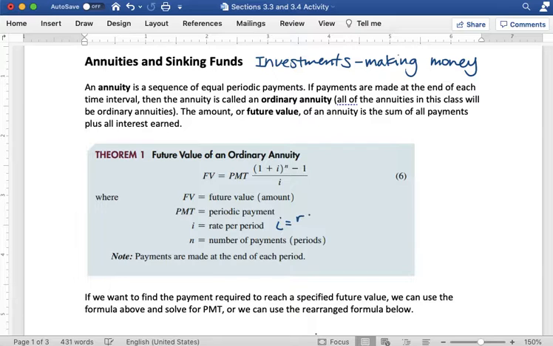I is equal to R over M, where R is the interest rate, and you need to convert that to a decimal. And M is the compounding period, so the number of times compounded per year. And N is the number of payments. That's equal to M times T. So if it's compounded monthly, for example, your M is going to be 12, and then T is number of years.